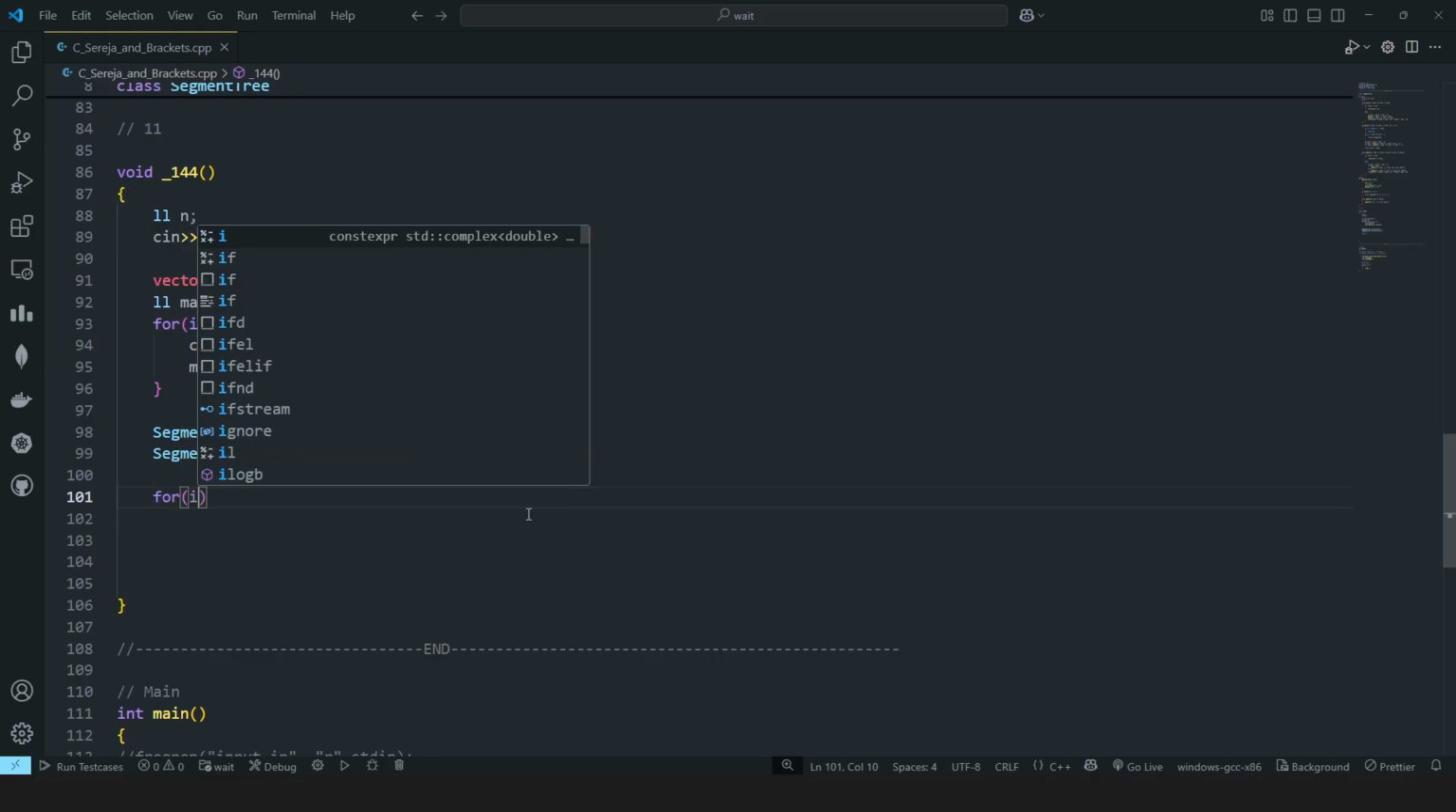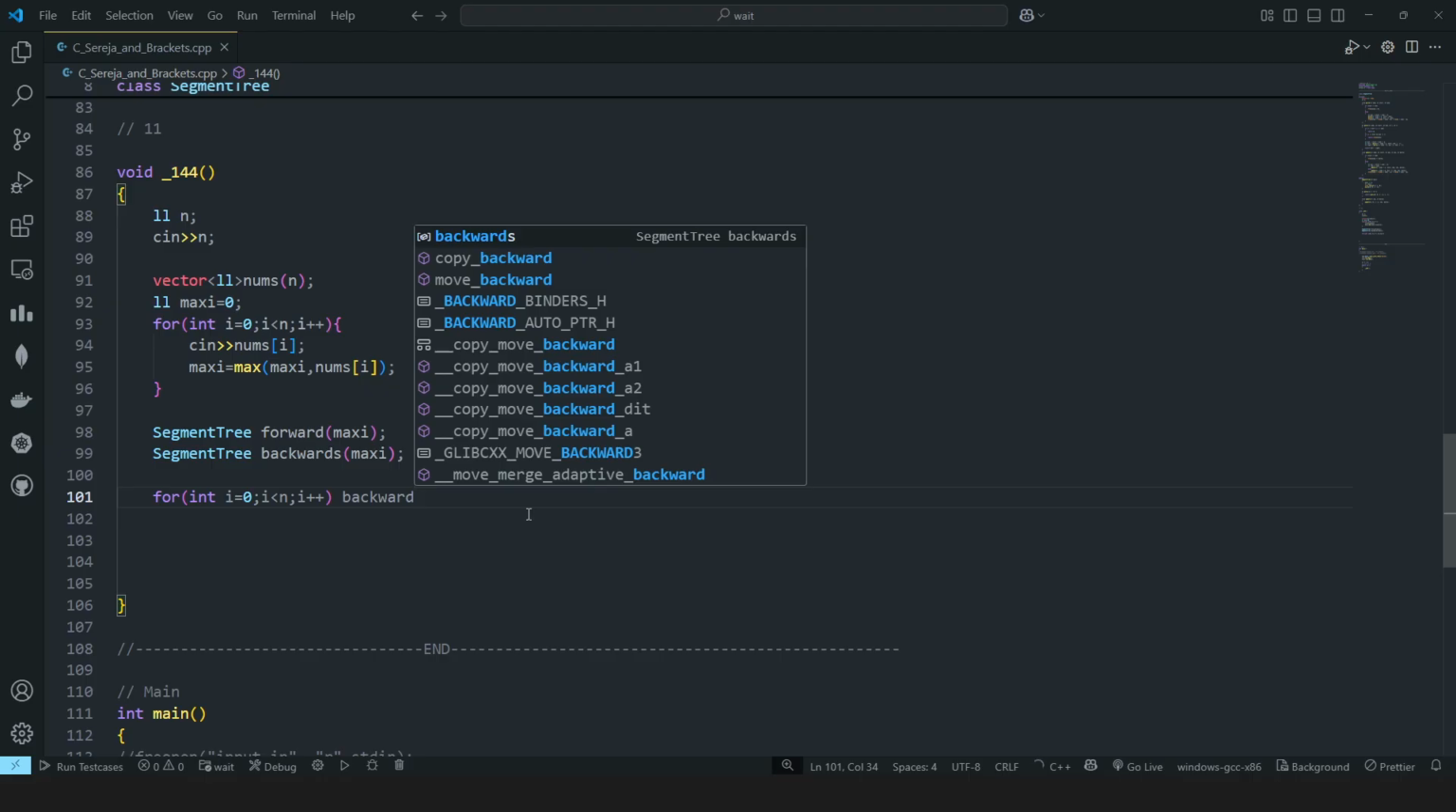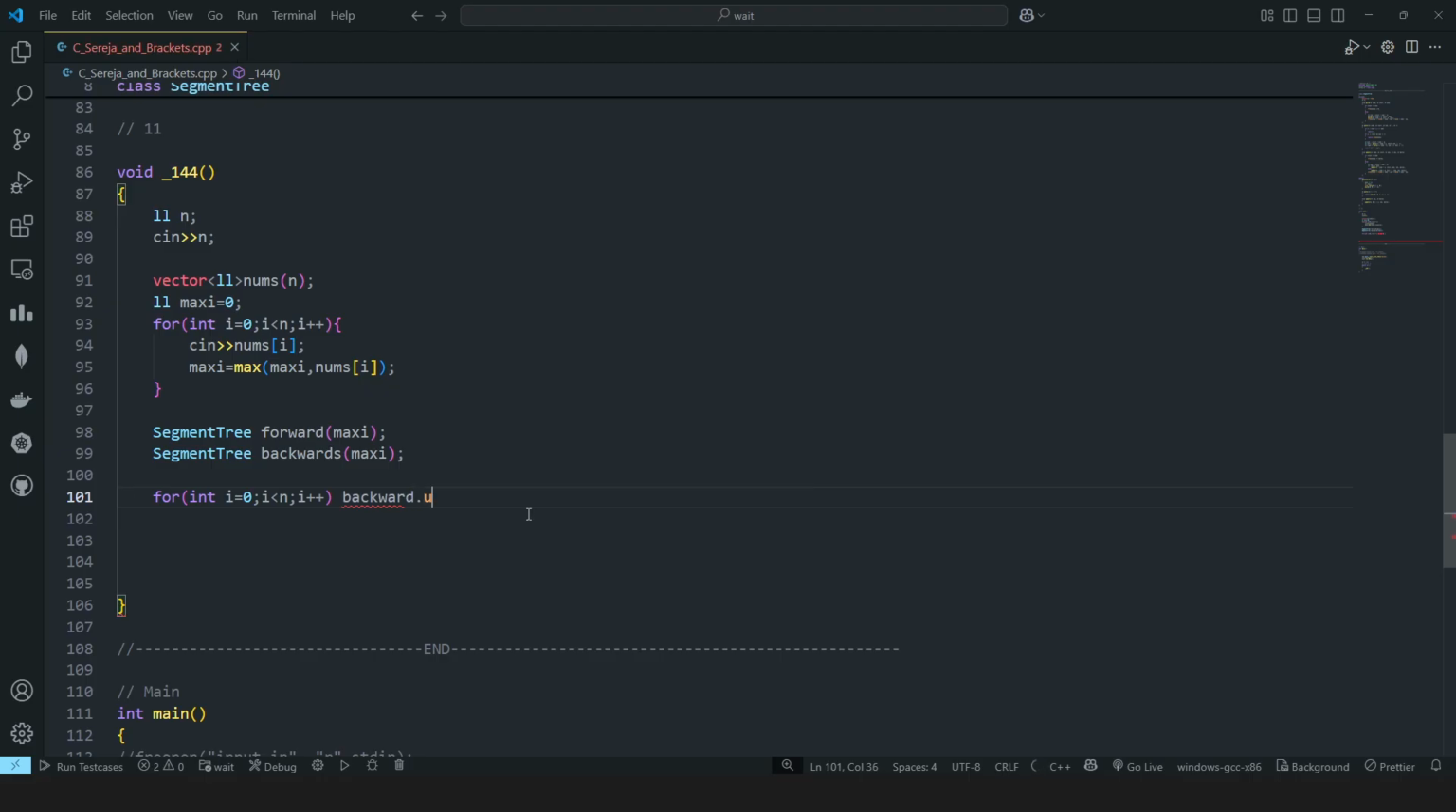That is, we'll travel through each and every element again. I have to update the second array, that is backward.update. At position nums[i] we have to update by 1, that is, the value of delta is 1 here. Since it is plus 1, it will increase the count of all of these positions by 1.